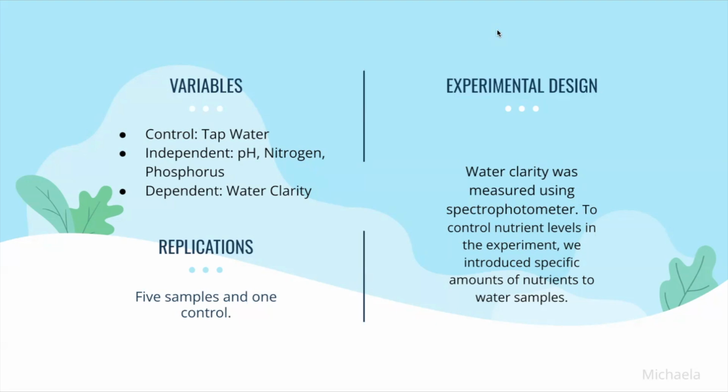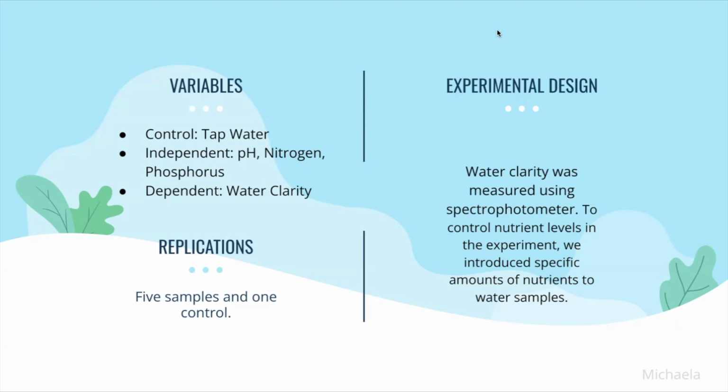So our variables, our control was our tap water. We just got that from inside of the lab. Our independents were our pH, nitrogen, phosphorus/phosphate. We did about 5 samples and then one of them outside of that, so 6. One of those was the control, which is the tap water. So we had 5 different samples from around Phoenix. And then our experimental design, we just had our water clarity measured using the spectrophotometer.